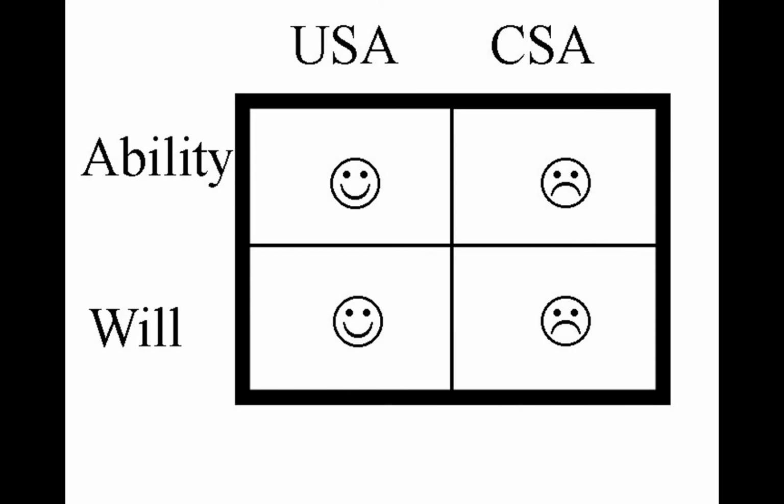Let's look at the chart. Remember, if you are the Confederates and you want to fight a war, you need two things. You need an ability to fight and a will to fight. So if Sherman is going to destroy everything the Confederates can use to fight the war with, he is destroying their ability to fight. Right?